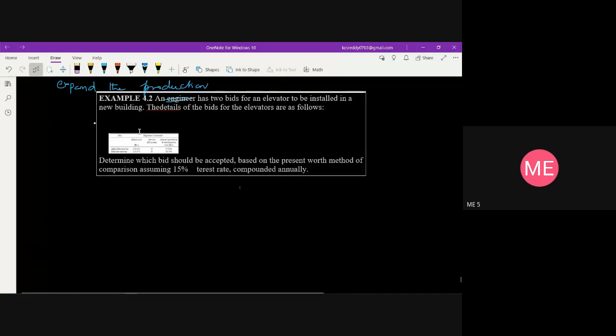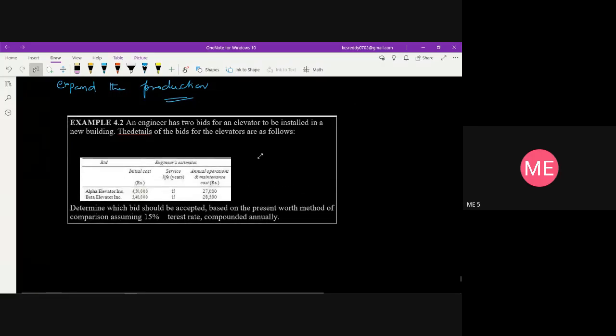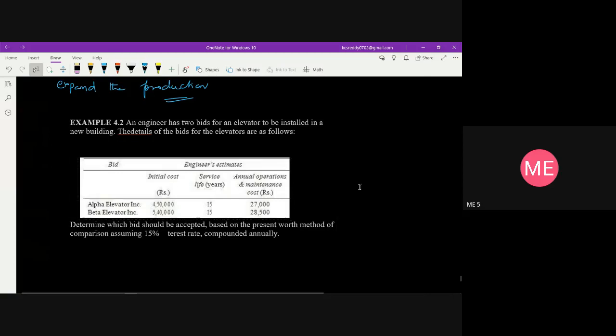If you look at this problem, now it is visible. An engineer has 2 bids for an elevator to be installed in a new building. So he is going for installing an elevator in his new building. The bids are from those who are going to supply the elevators. There are 2 companies: Alpha Elevator Incorporation and Beta Elevator Incorporation.